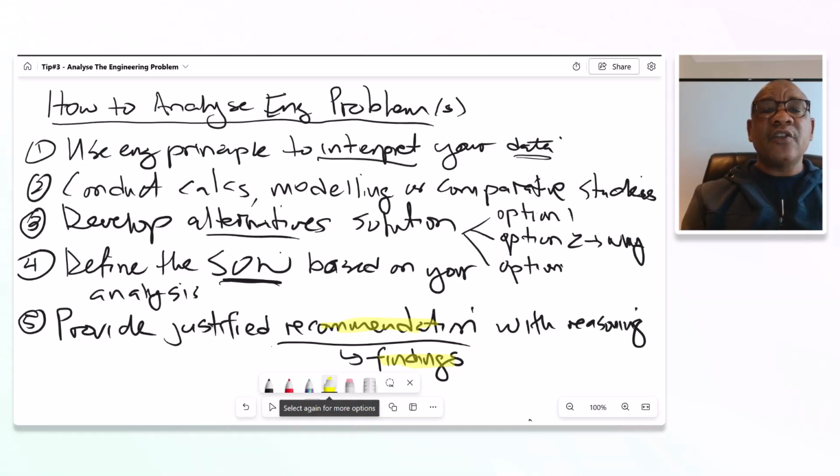Okay, so this is just a short video to help you on how to analyze the engineering problem. Let's recap. Use engineering principles to interpret your data, conduct calculations or modeling or comparative studies. Develop alternative solutions, which is very critical, and define your scope of work based on your options, based on your analysis, and then provide justified recommendations or findings of what you have found based on the problem that you have analyzed. And then from there, you can move on to outcome number 2.